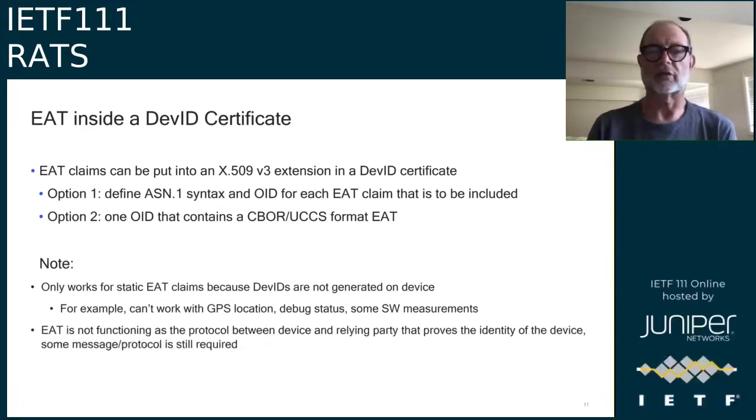One thing to note here is this only works for static EAT claims, because DevIDs are generated by the manufacturer, not on the device. So you can't use GPS location, debug status, and some software measurements that are conducted on the device. Those can't be used there. So not everything. And also note that EAT is not the protocol between the device and the relying party or the verifier. That's probably still EAP or something like that.